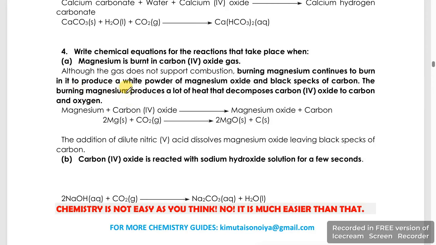The magnesium produces a lot of heat that decomposes carbon dioxide to carbon and oxygen. Now, this oxygen is the one that supports the magnesium to continue burning, and this is the reaction which will take place.